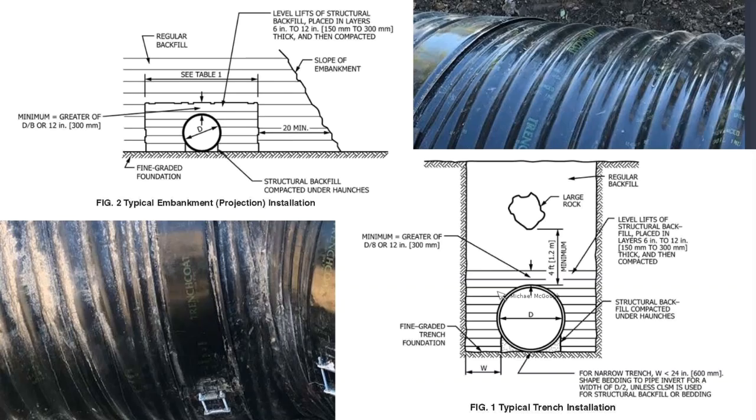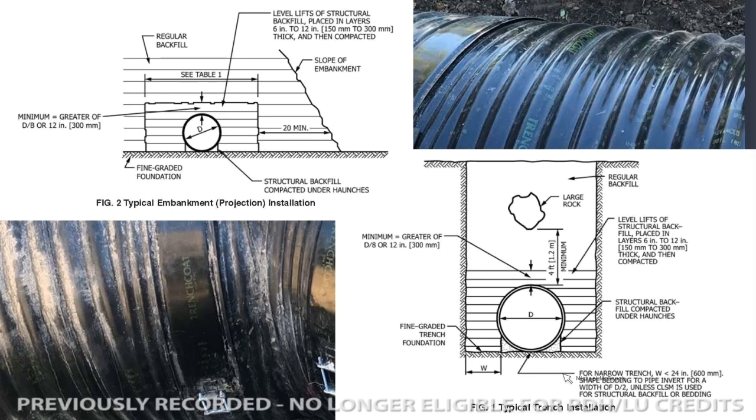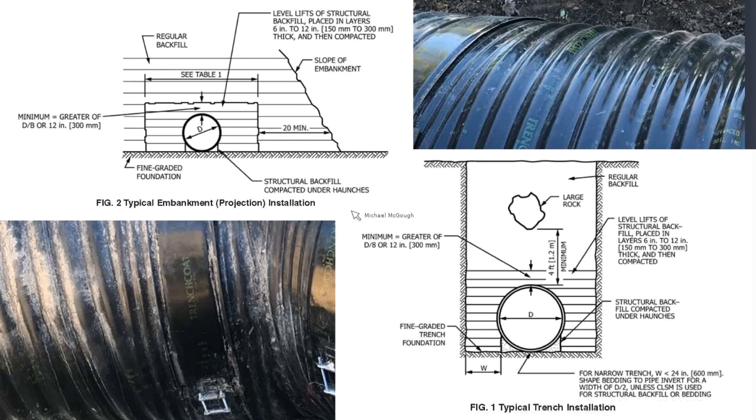So moving on, 2 diagrams here, very similar to what we presented before. These are taken straight from A798. And what they show here are the 2 types of installations, a typical embankment installation and a typical trench installation. Just a couple of things to point out for consistency's sake. You're looking here at that minimum cover, D over 8 or span over 8 or 12 inches, the greater of the 2. Same thing here, whether it's an embankment or trench installation.